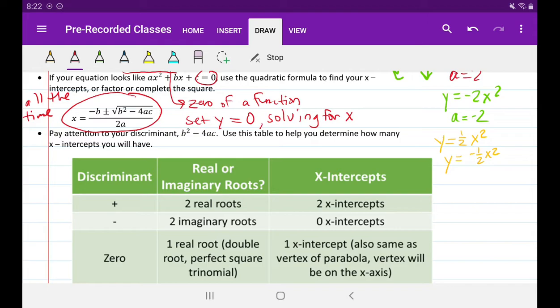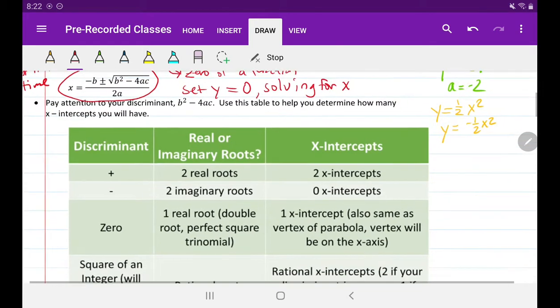So my recommendation: if you see the factors right away, go ahead and factor it, and you'll get your answers quickly. Otherwise, just go ahead and run through the quadratic formula. Okay, so negative b plus or minus the square root of b squared minus 4ac all over 2a.